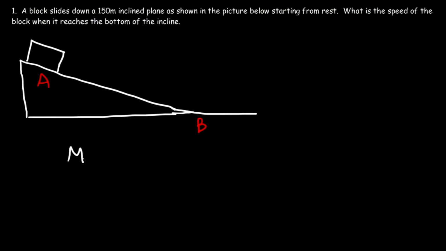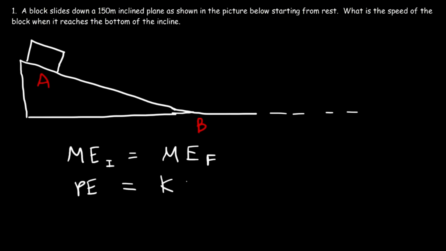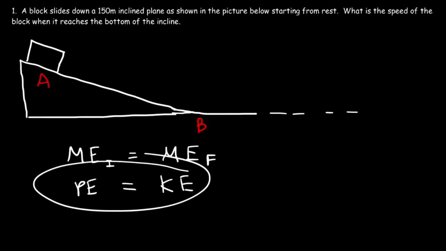So the initial mechanical energy has to equal the final mechanical energy. The only forces acting on the block are conservative forces like gravity, so mechanical energy is conserved. At point A, the only form of energy that we have is potential energy. And at point B, choosing this as the ground level, there's no potential energy. However, the block will have kinetic energy at point B. So we can set these two equal to each other.